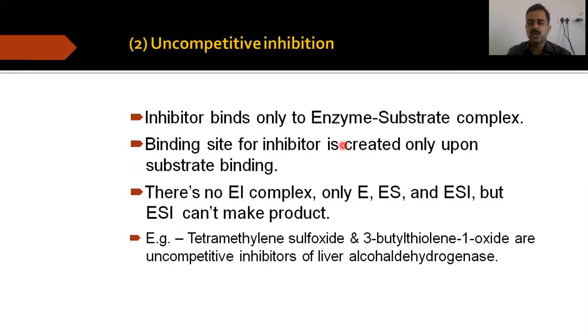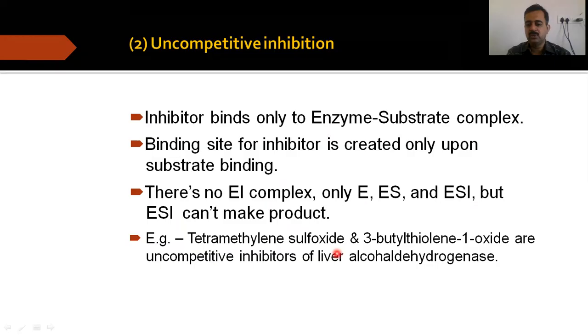Inhibitors bind to the enzyme substrate complex. The binding site for inhibitors is created upon the substrate binding. There is no EI complex, only ES and ESI, but ESI cannot make the product. Of course, when an inhibitor is bound to the substrate complex, it cannot work.